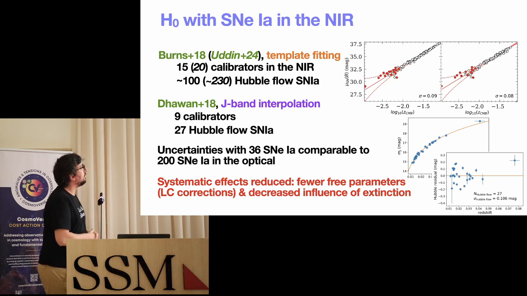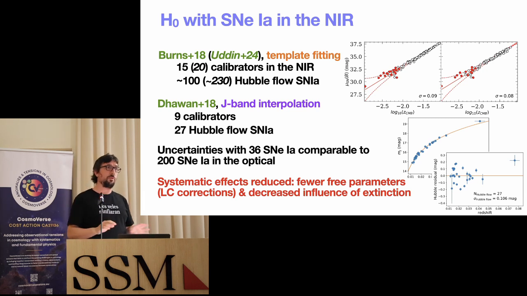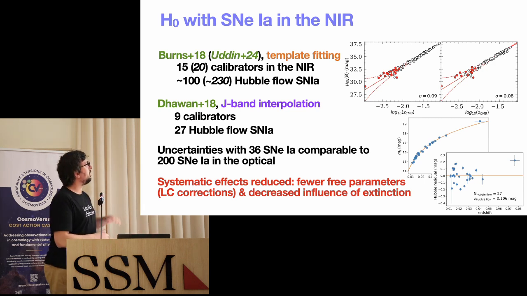This is one plot from the paper. And I will extend later on this paper by Suhail Dhawan from 2018 that used J-band interpolation. So no corrections at all, just the observed light curve. Of course, for that you need, as I will show later, better light curves, more cadence, and you should be able to interpolate at peak. And there were only 9 supernovae in calibrator galaxies and 27 in the Hubble flow.